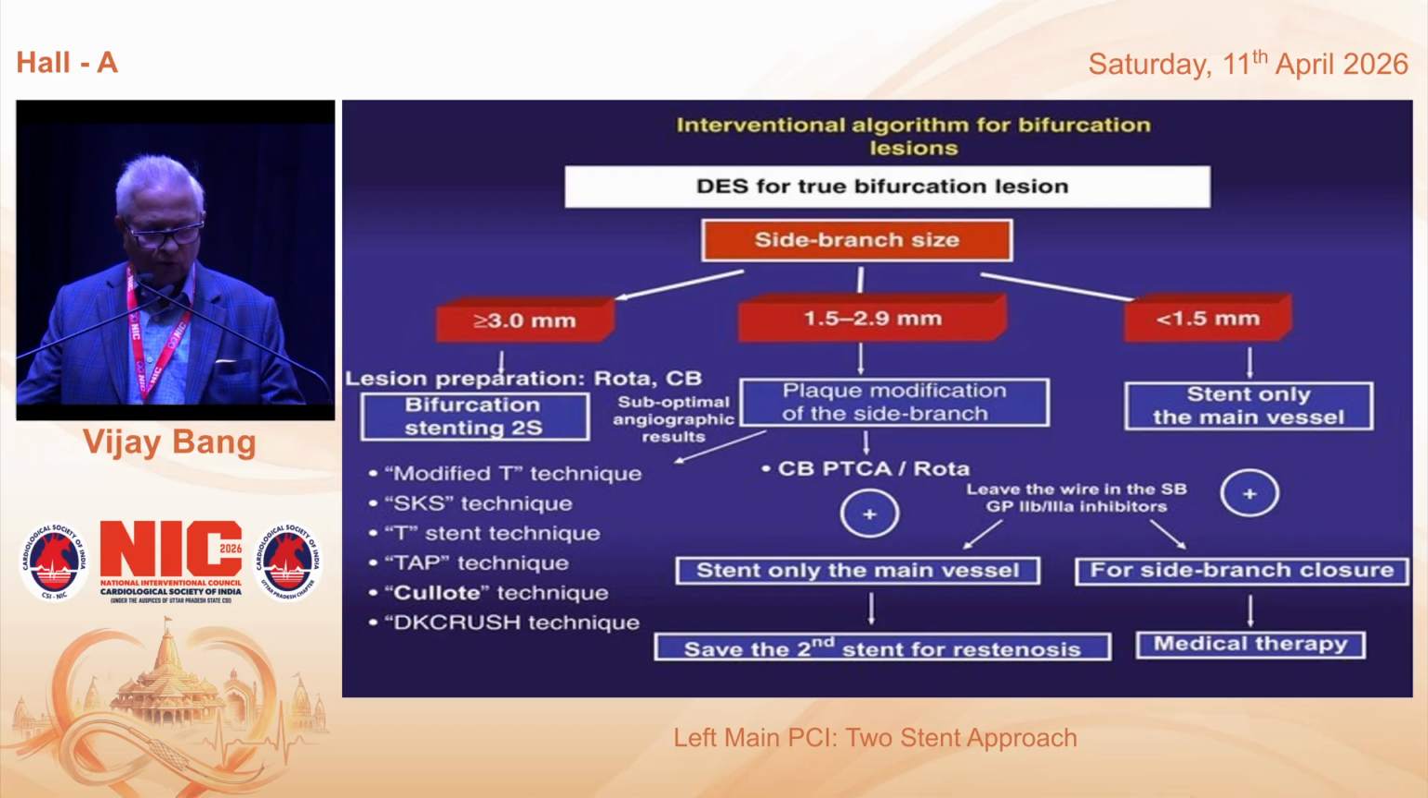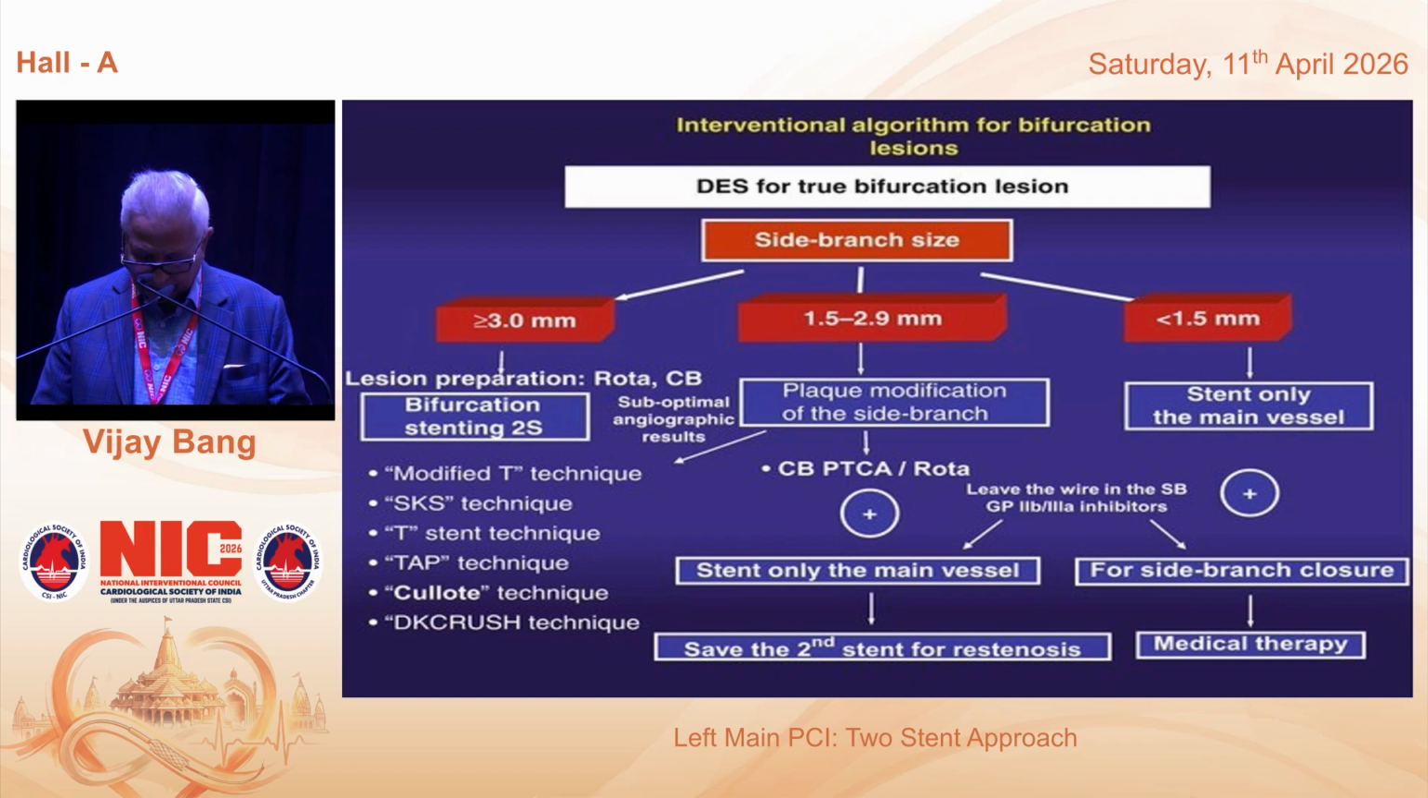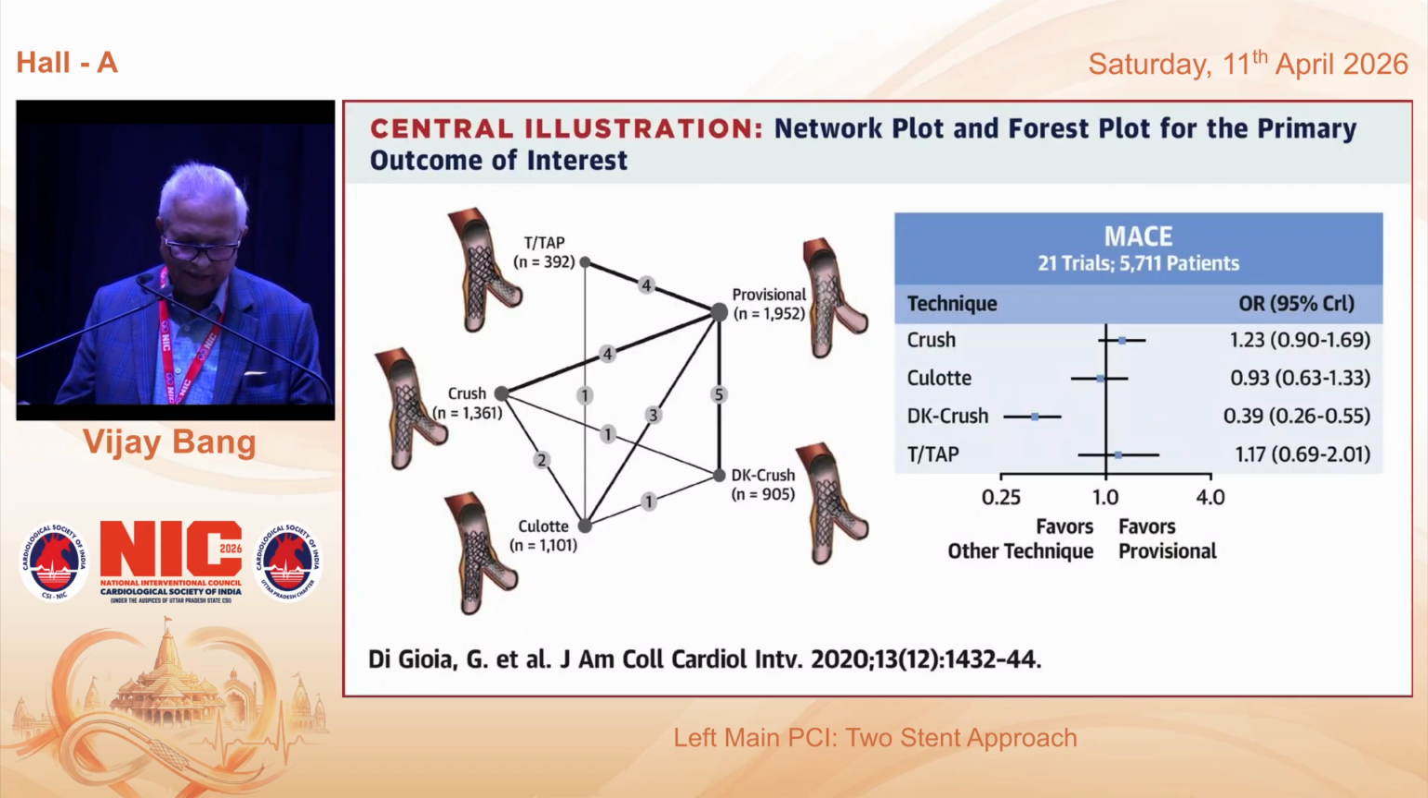We all know that. So if the diameter of the side branch is 1.5 to 2.9, then if there is calcium, consider a cutting balloon or rota, and only stent the main vessel, and maybe do DCB here for the side branch. And if there is a restenosis, then we can save that branch for the second stent for the next procedure if ISR occurs. Otherwise, medical therapy is ideal if the size of the vessel is very small.